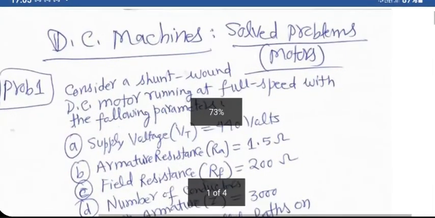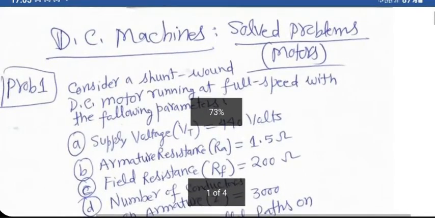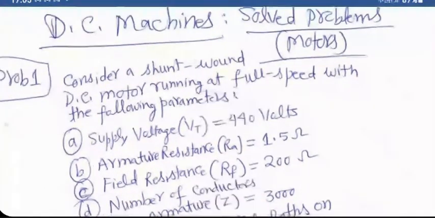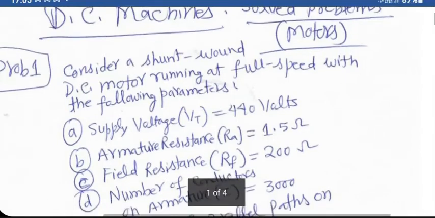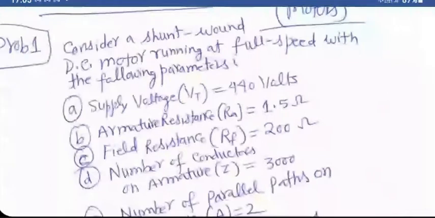I'll read it out to you. Consider a shunt wound DC motor running at full speed with the following parameters. Supply voltage, that is terminal voltage, 440 volts. Armature resistance, RA, 1.5 ohm. Field resistance, RF, 200 ohm. RF is generally much higher than RA for shunt motors.